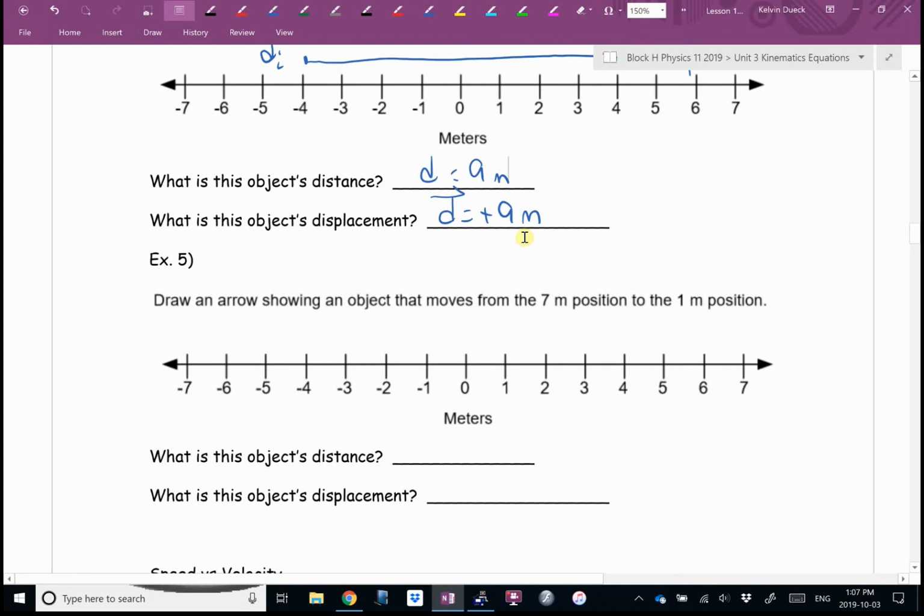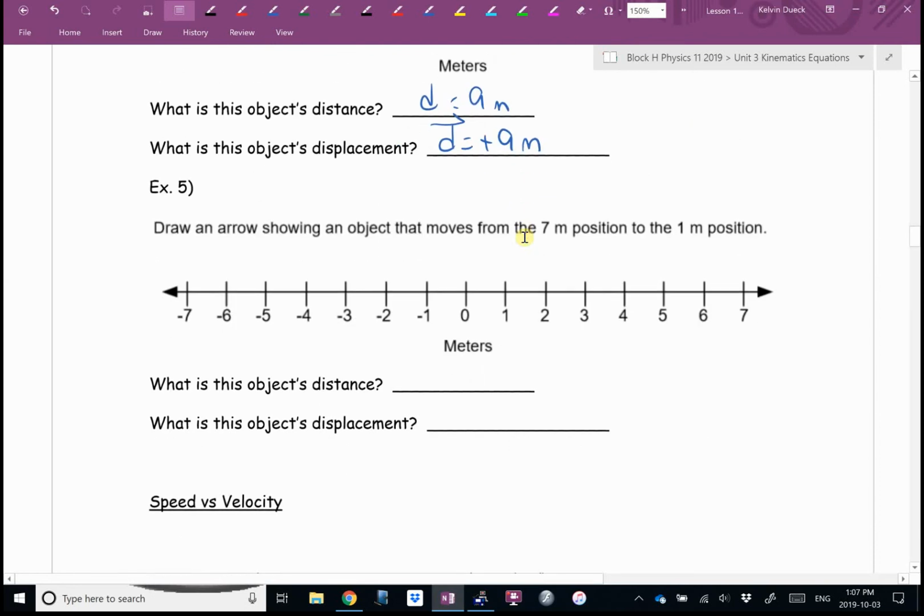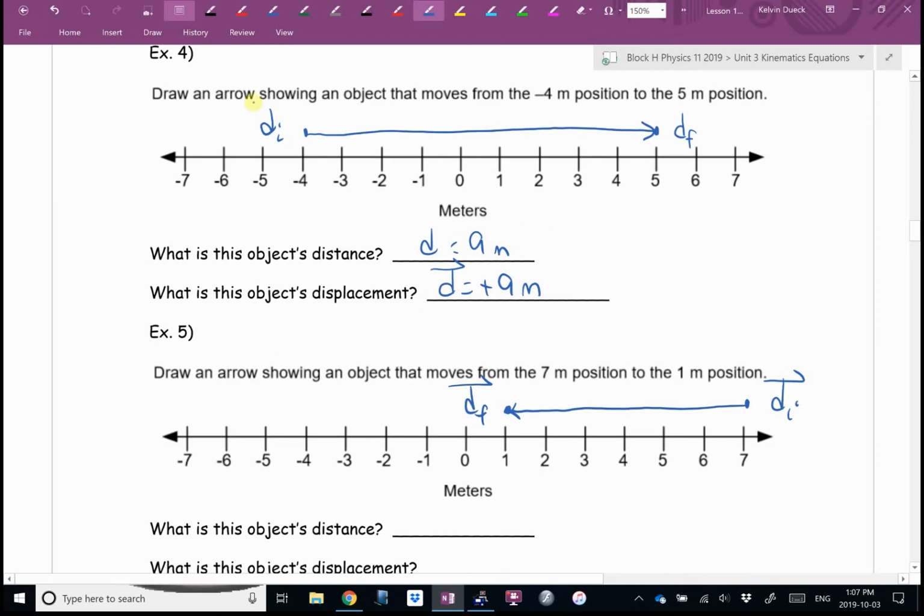Is that okay? Let's compare that with example 5. It says, draw an arrow showing an object that moves from the 7 meter position to the 1 meter position. So now we're starting here, and we're ending here. By the way, I should have put a vector symbol on both of those D's because there is an arrow. These are technically displacements, your final displacement and your initial displacement, because there is a directional component in the picture. Arrow.